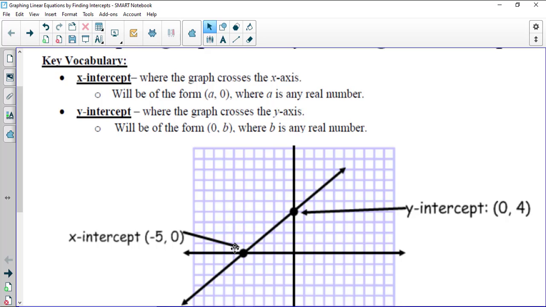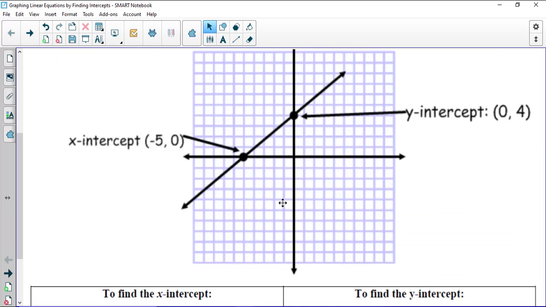to intersect the x-axis. Our y-intercept is where the graph intersects the y-axis, which is our vertical axis. It will always be of the form 0, b, where b is any real number. On this line that we have, it intersects at 0, 4, so our y-intercept is at 4.